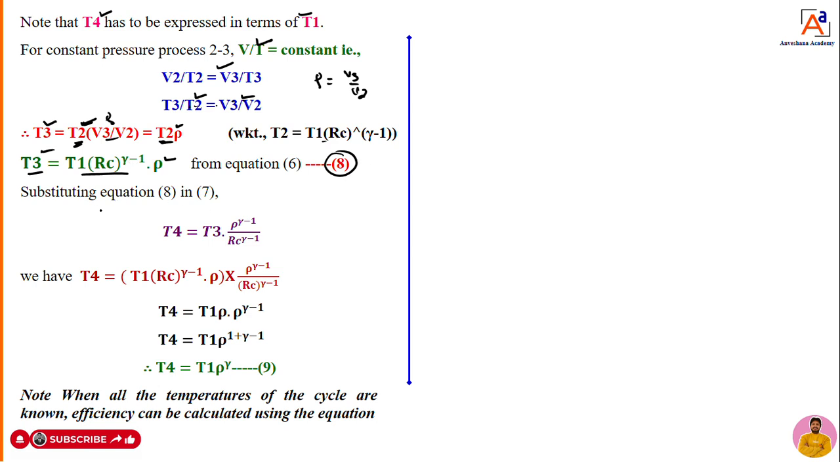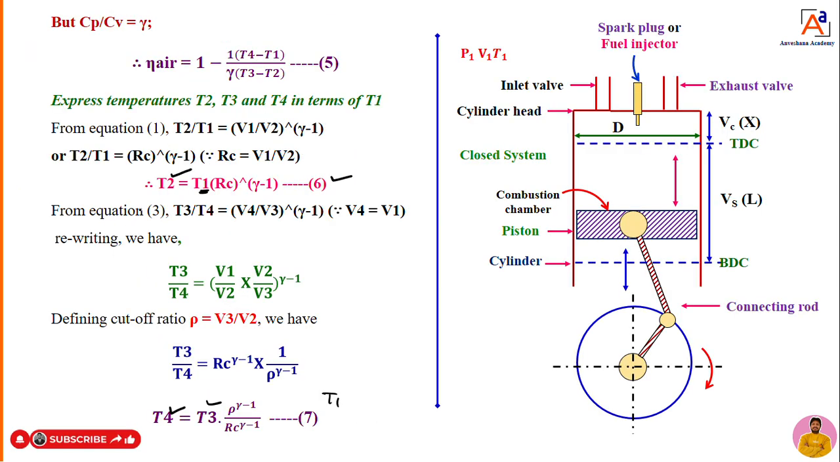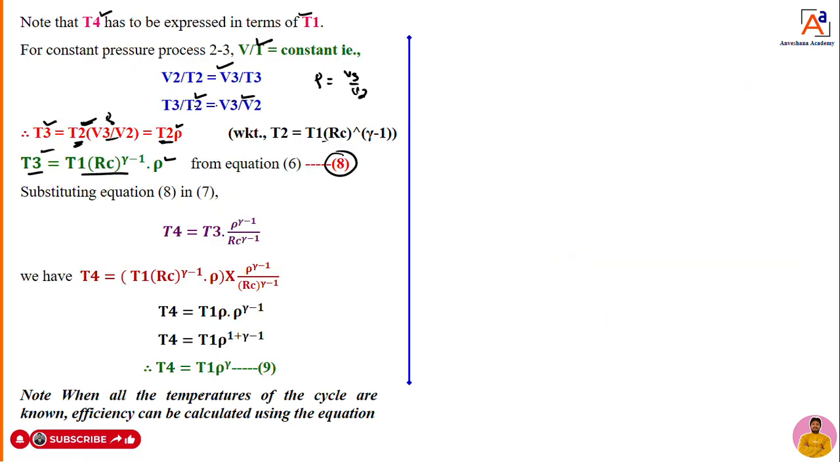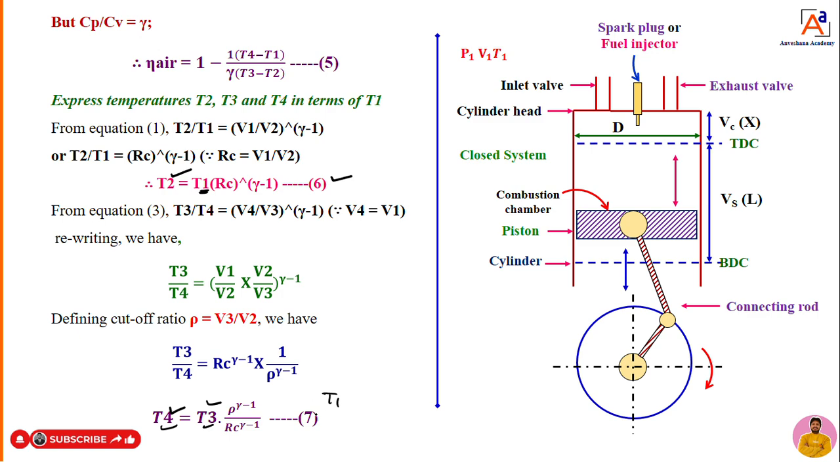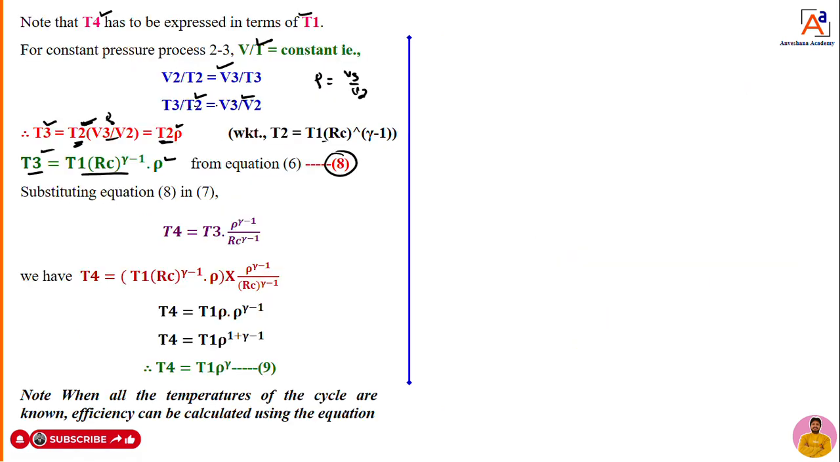Okay. Now what is the value of T4? In the previous step we calculated T4, but there T3 we didn't know. Now we calculated the value of T3. That T3 value, I will substitute in equation number 7. So I will substitute the value of T3 in equation number 7. This is equation number 8, right? Put equation number 8 into equation number 7.